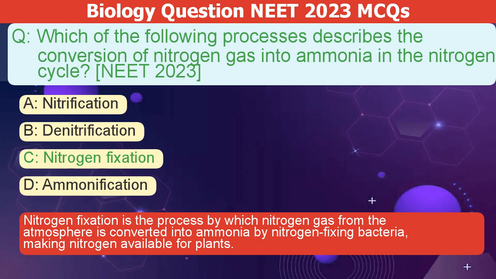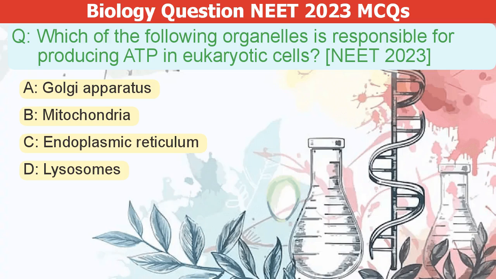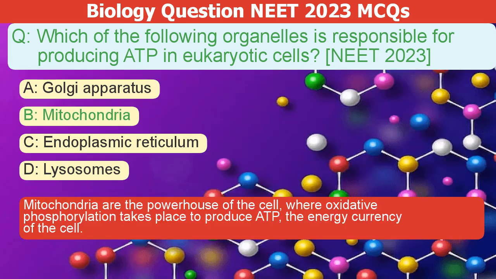Which of the following organelles is responsible for producing ATP in eukaryotic cells? NEET 2023. A. Golgi apparatus. B. Mitochondria. C. Endoplasmic reticulum. D. Lysosomes. The correct answer is B. Mitochondria are the powerhouse of the cell, where oxidative phosphorylation takes place to produce ATP, the energy currency of the cell.